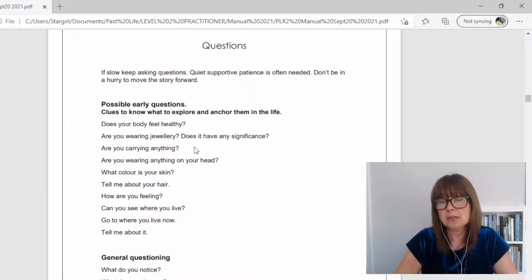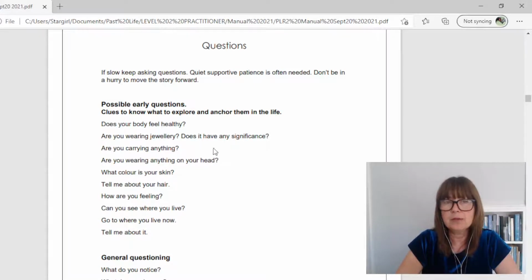Are you wearing jewelry? Does it have any significance? Are you carrying anything? Are you wearing anything on your head? What color is your skin? I'm thinking, does your body feel healthy?